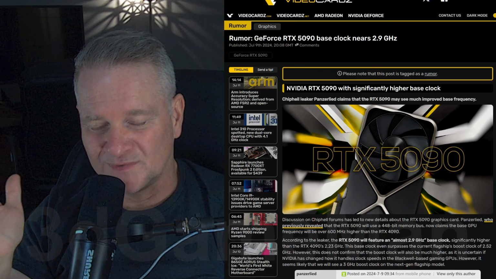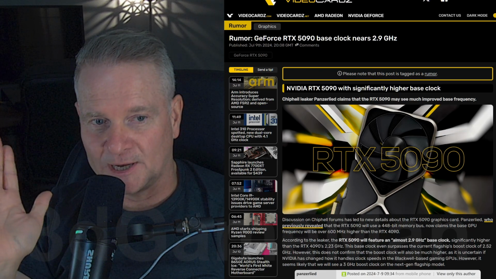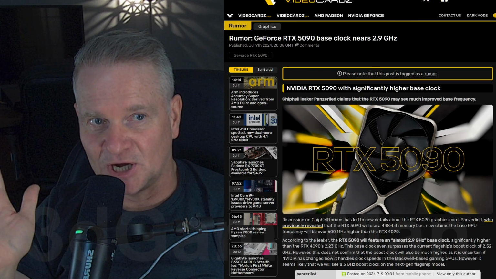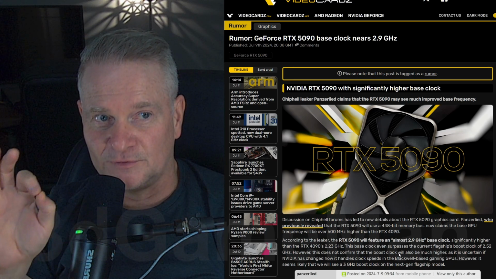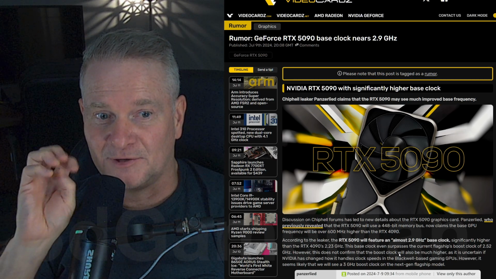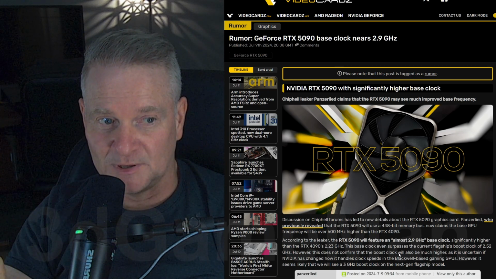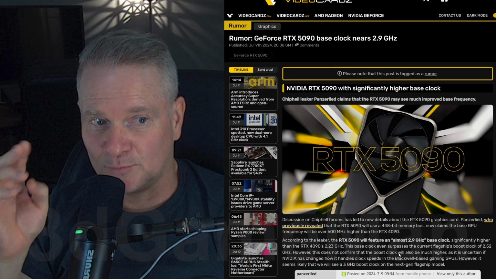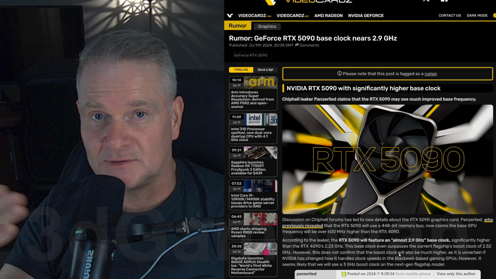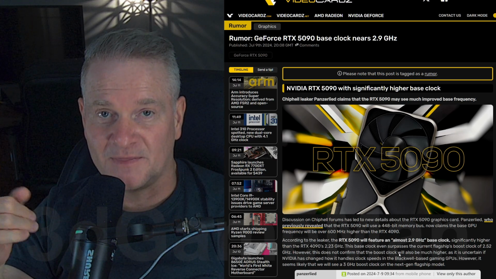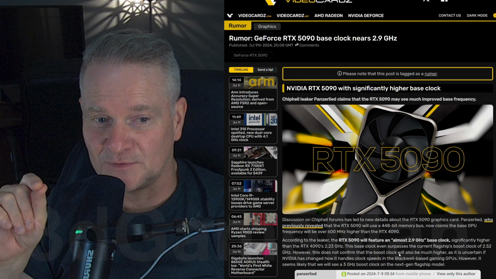So this is a rumor. It's just a rumor, and it's about the NVIDIA RTX 5090 video card. So this is the juicy part of the rumor. It's supposed to have a base clock of 2.9 gigahertz, and if you push it, it should go over 3 gigahertz. Now that is 600 megahertz faster than the 4090.